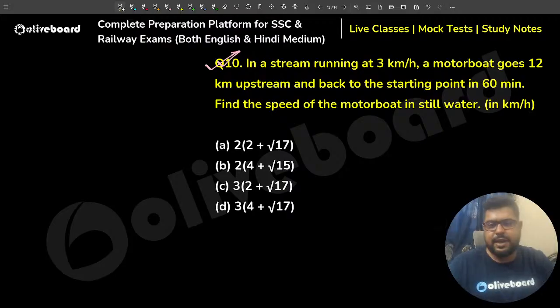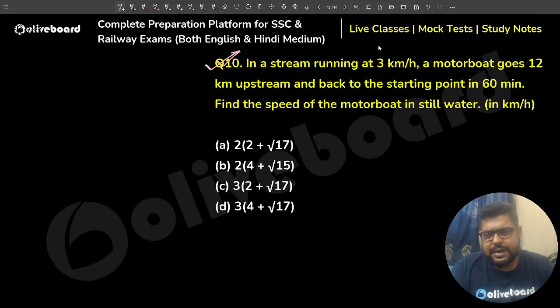Time up, everyone. I've given you enough time. This is a very good question, just purely because of the calculations. The stream is running at this speed, y value given. The motorboat goes this much upstream.